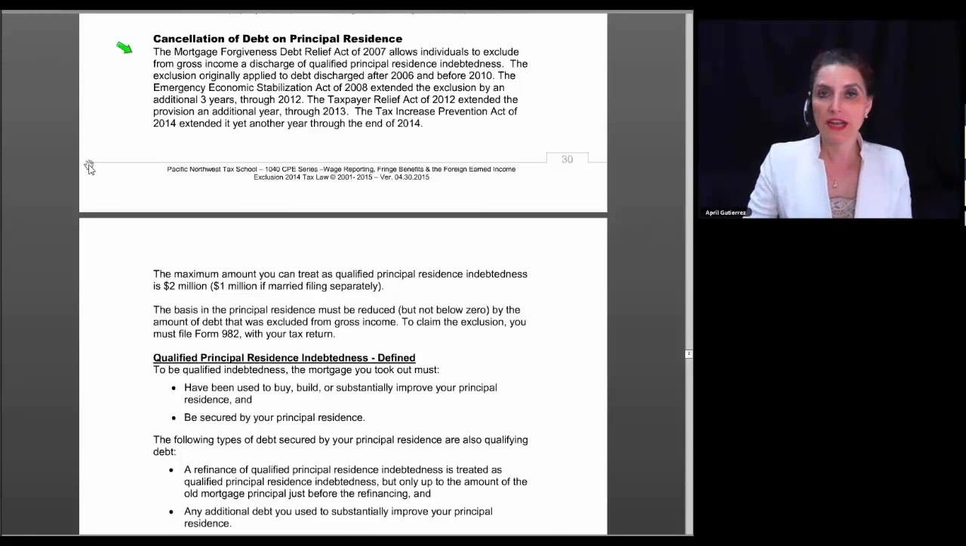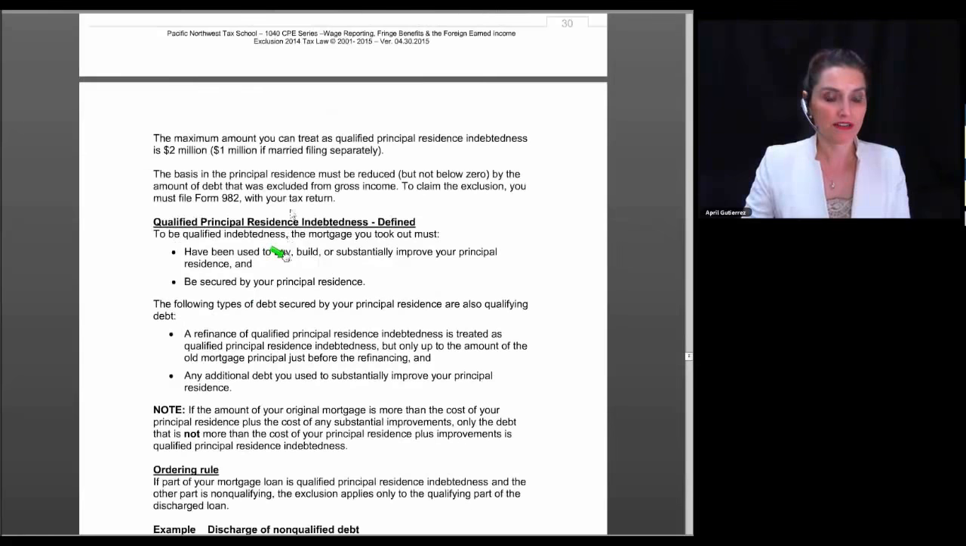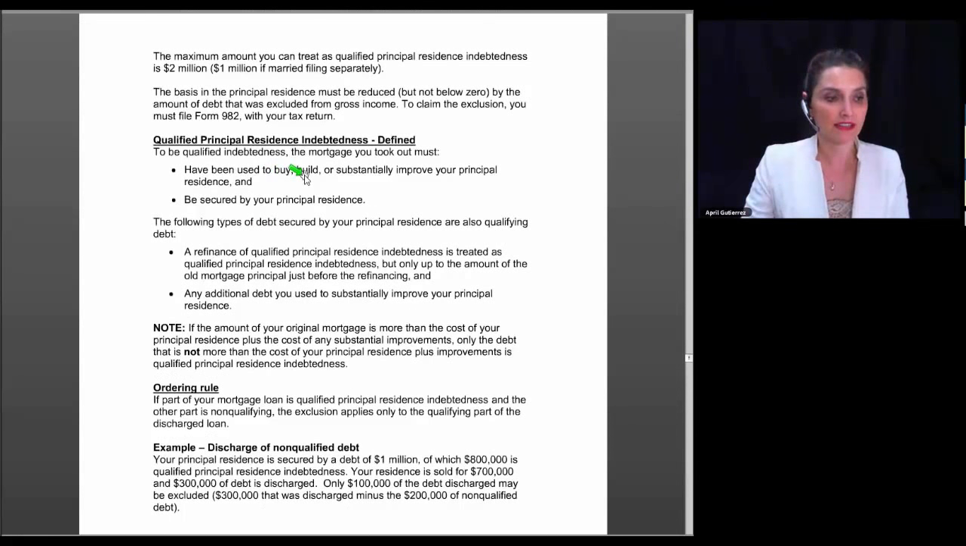But as we sit right now, unless we have another act come into play in 2015, the Mortgage Debt Relief Act has expired as of the end of 2014, unless we see some changes. But they keep on extending it, so it's probable they'll extend it again.